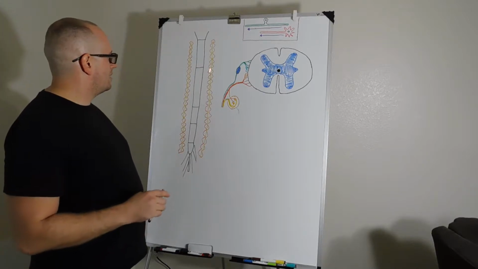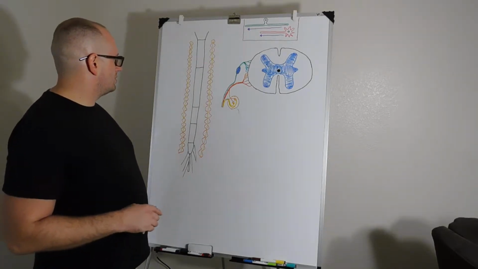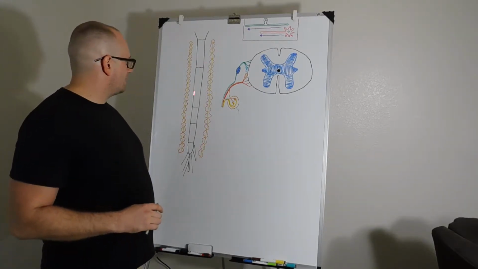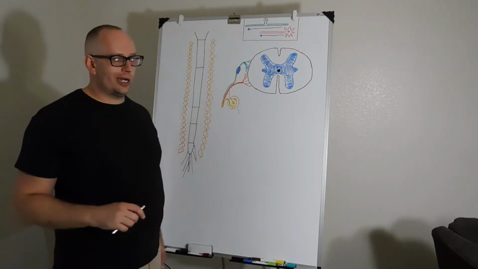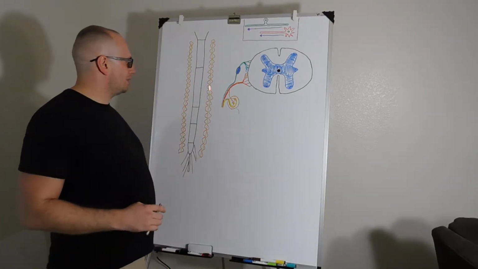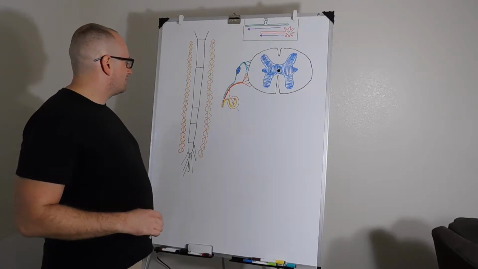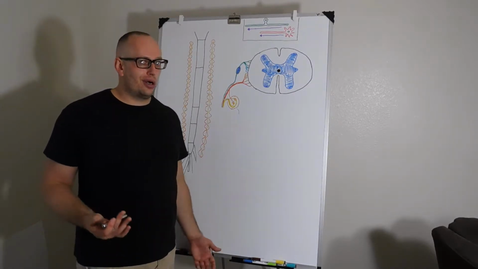So these technically are not part of the central nervous system. The central nervous system just encompasses the spine and the brain, but I'm talking about these because they're part of our sympathetic autonomic nervous system.